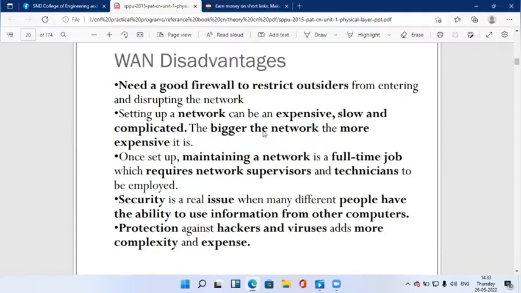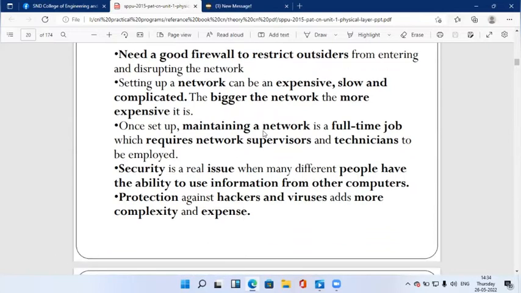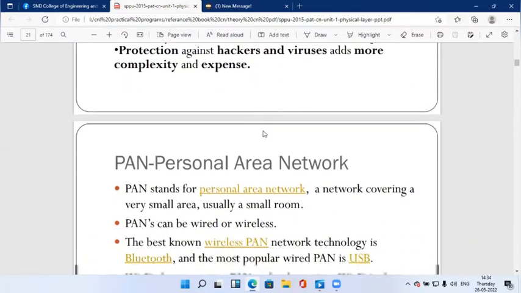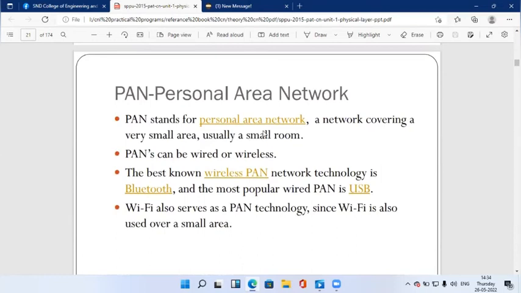Okay, so after that, security is a real issue when many different people have the ability to use the information from other computers. After that, protection against hackers and viruses adds more complexity and expense. So these are some disadvantages of your WAN. So after that, PAN network, personal area network.